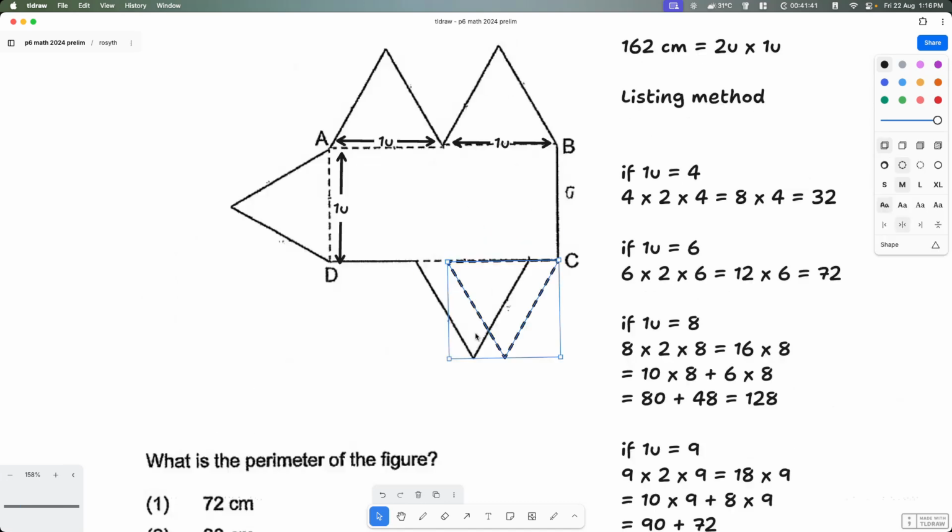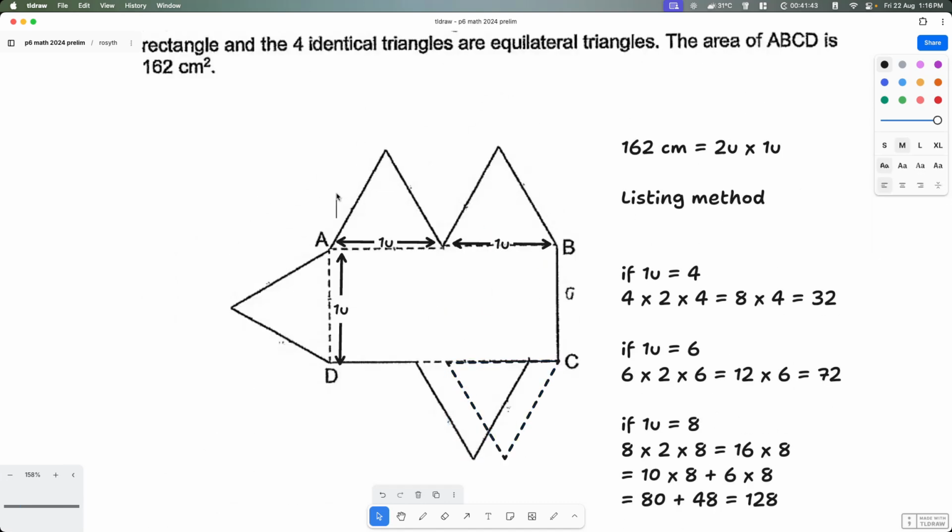So let's count, right? We have 1, 2, 3, 4, or is it 99? Sorry. And this is 5. Okay, and then we have 6, 7.